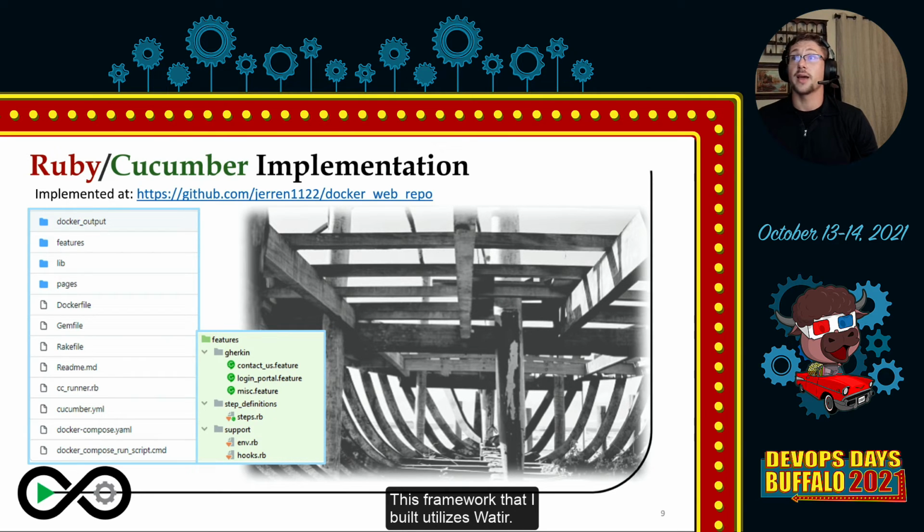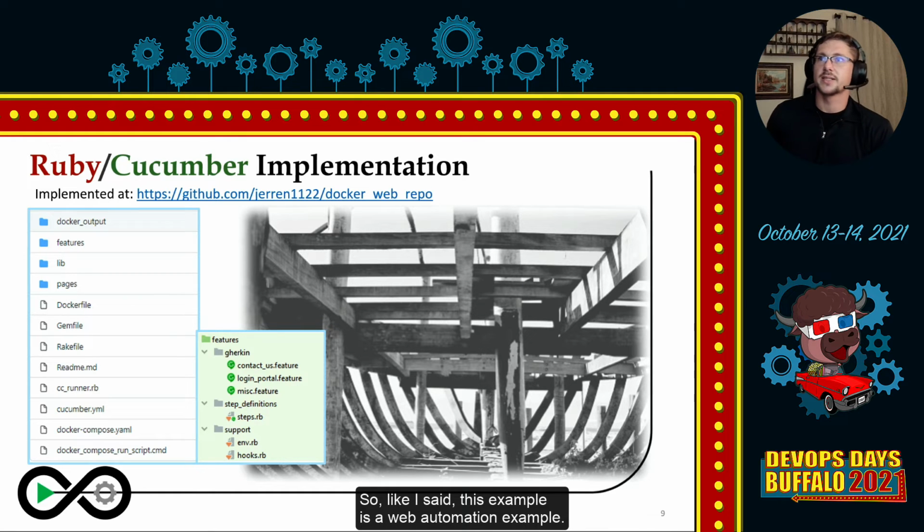This framework that I built utilizes Watir, so it's a Docker Web Repo. You could just as easily utilize anything that utilizes Ruby Cucumber. So Appium, API automation, database automation. If you're representing it in Gherkin in Ruby Cucumber, you can split the execution with this gem.